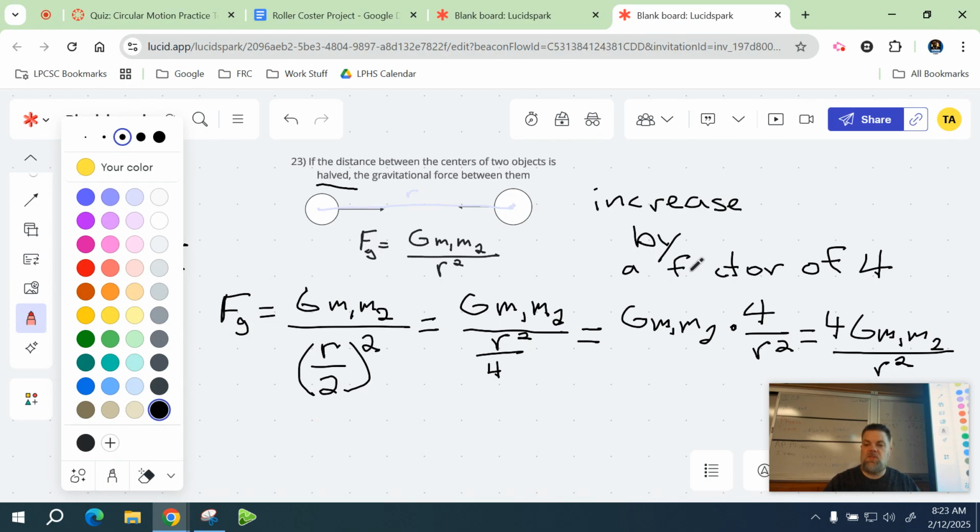Same thing happens if you increase the distance. If you double the distance, then you would decrease the force by 4, because you would say 2 times r, and then you would square that 2, and that would be 4. If you were to triple the distance, you would decrease the gravitational force by 1/9. Okay, so I don't know if that helps anybody.